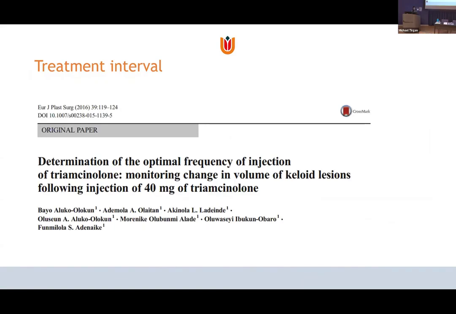This is an interesting study about the treatment interval. It looked at the volume change of 16 different keloids following a single injection of triamcinolone 40 milligrams. They looked at the weekly volume change. In the first 2 weeks, the volume decrease was the largest, and after 4 weeks, they saw that the volume would gradually increase again.